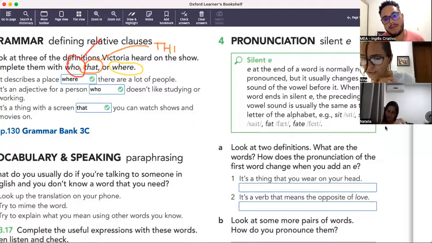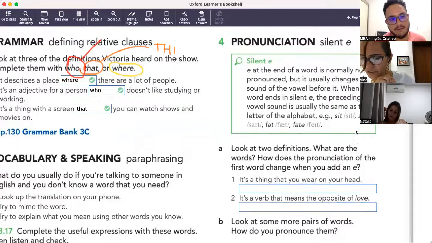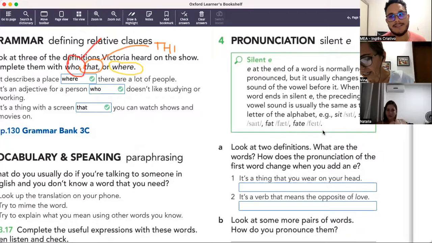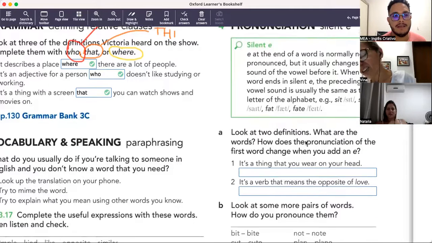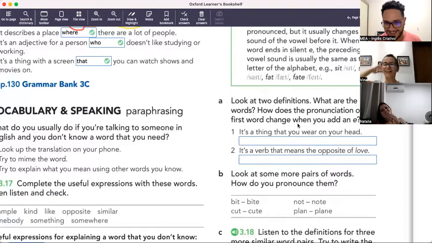When a word ends in silent E, the preceding vowel sound is usually the same as that letter of the alphabet. For example, né? Sit, sight, fat, fate. Ah, okay.